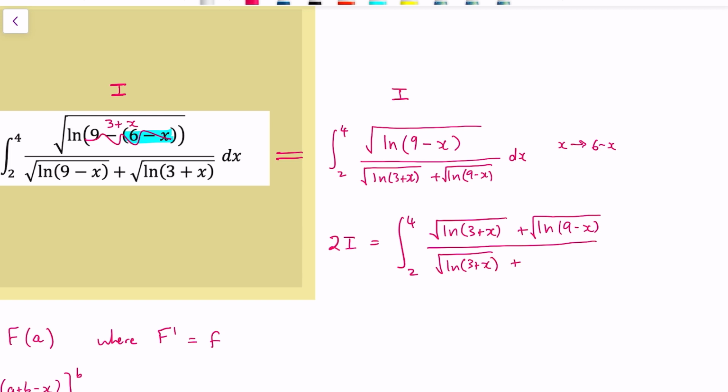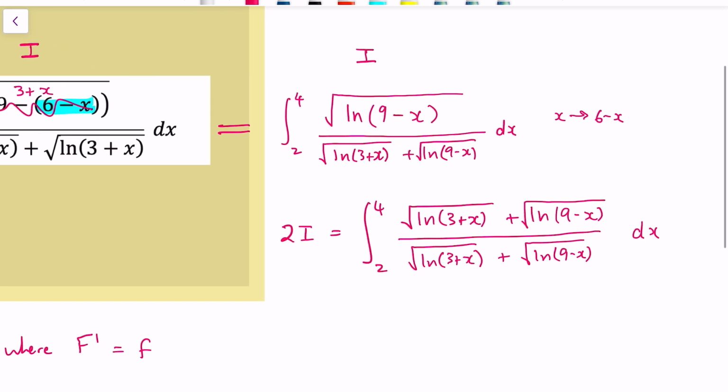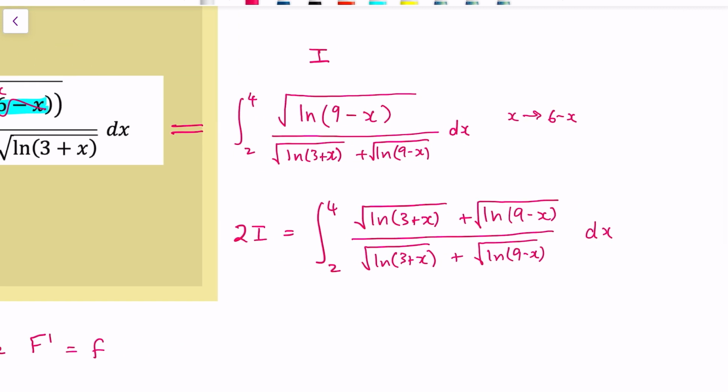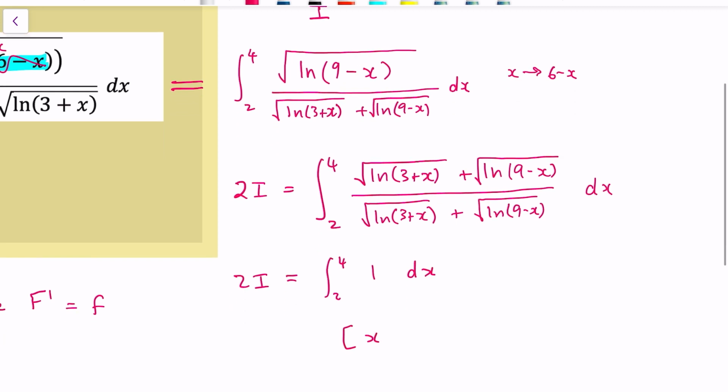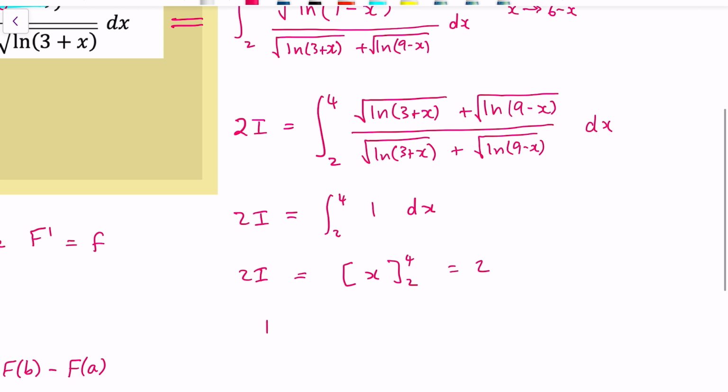Because they've got common denominators, when I add them I can put those fractions together, and that's the point of this question, is that we're actually just integrating 1. How cool is that? 2I equals the integral between 2 and 4 of 1 dx. Now of course 1 integrates to x between 4 and 2. 4 minus 2 is 2. So our integral that we started with, the definite integral, the answer is equal to 1.